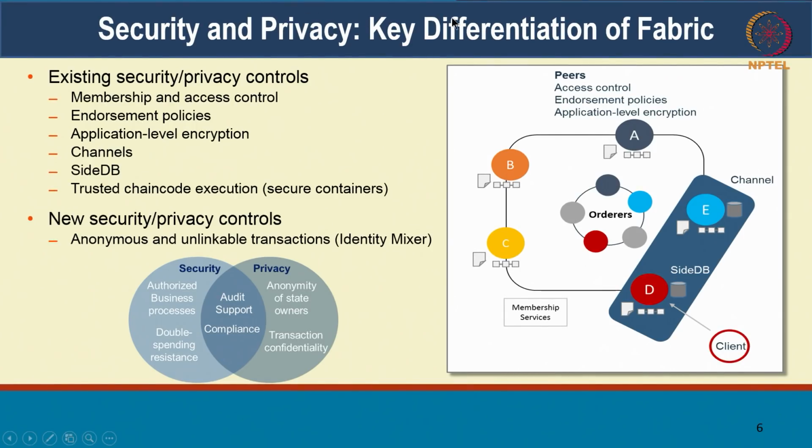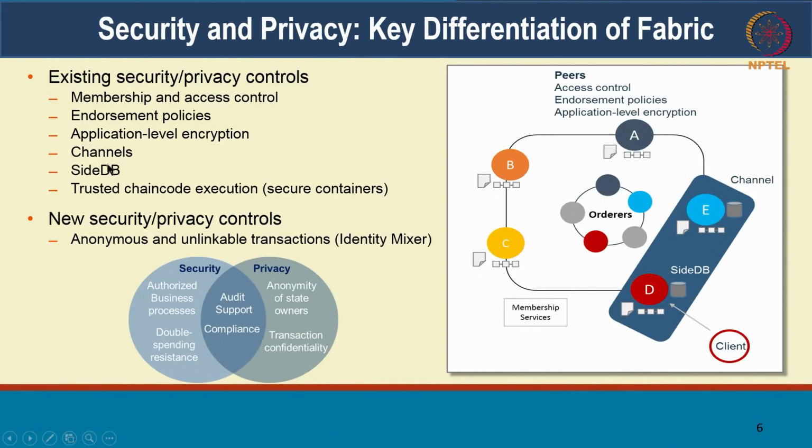So security and privacy is a key differentiation for Fabric compared to many other platforms that are out there. And Fabric, right from the beginning, has been designed keeping security and privacy as the foremost goal. And that's also some of the things we are seeing from clients, right? Security and privacy are the biggest things that clients ask of us when we are building Fabric or when we are building applications on top of Fabric.